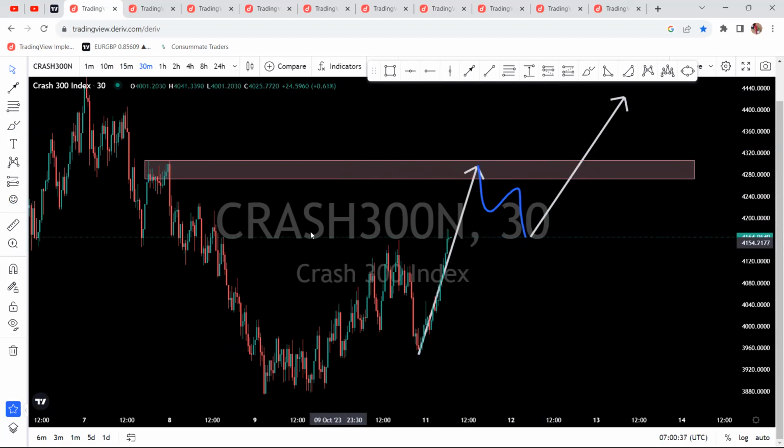But on the contrary, at any level here, before we get to that zone, if it gives us an engulfing candle, we'll test on it, we'll go down with it. Okay, but that is not much. It's just a corrective or retracement spike coming up because it will continue going up. All right, that is for Crash 300.